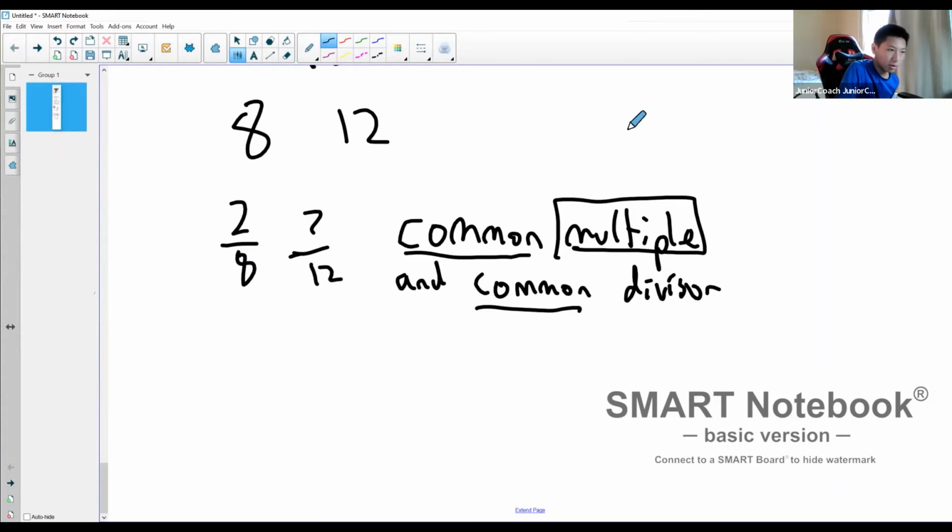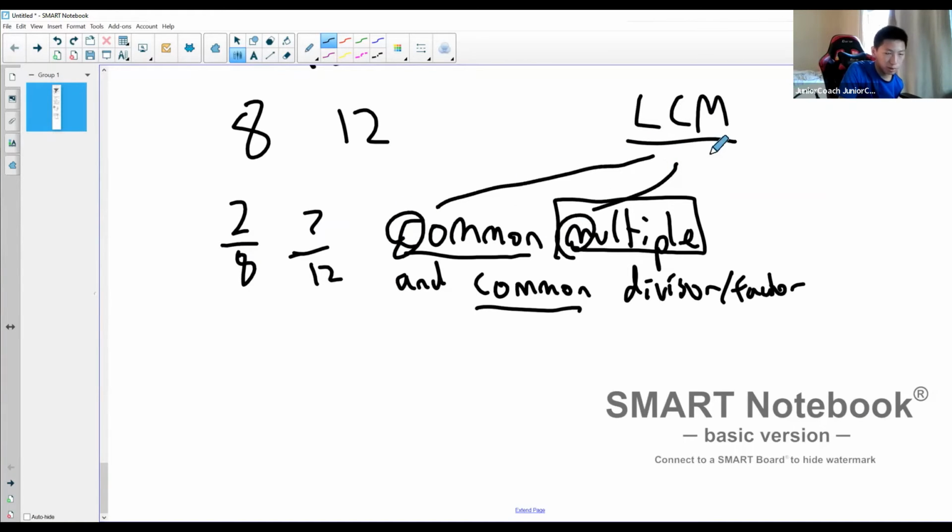So there's a common multiple, and then there's also something called an LCM. An LCM means least common multiple, right? The L, the C from here and the M from here. So the least common multiple is what you're going to use for fractions because it's the easiest. You could use bigger numbers, but it's so much work. The least common multiple would be the smallest number that they both fit into. In this case, the least common multiple is 24.